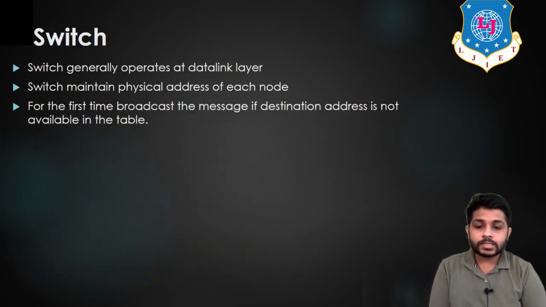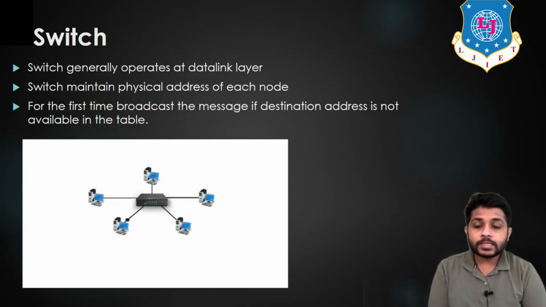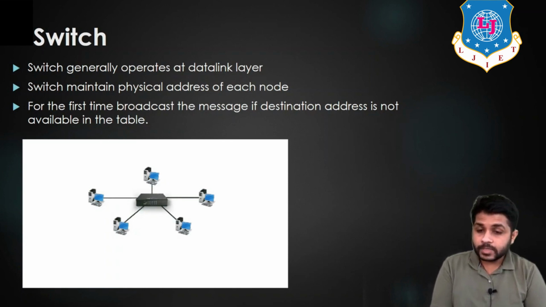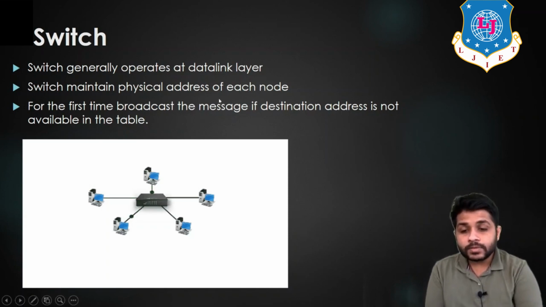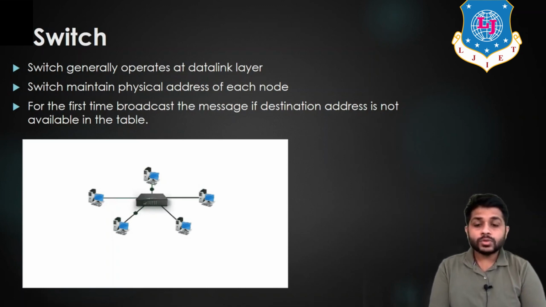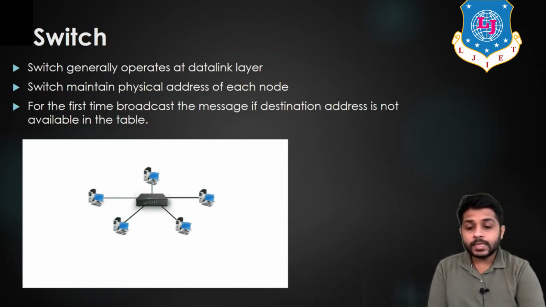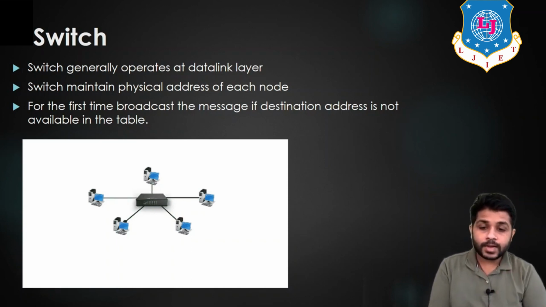Now let's see the next device, that is the switch. The switch operates at the data link layer, and if any device is operating at a layer apart from the physical layer, it means those devices are smart devices. So the switch is a smart device. The switch maintains a table of the physical addresses, and that is known as the switching table. In the table, the information will be like there will be nodes and there will be physical addresses. A physical address is also known as a MAC address.